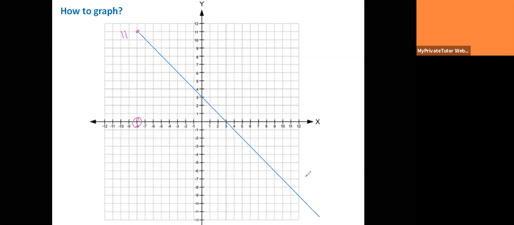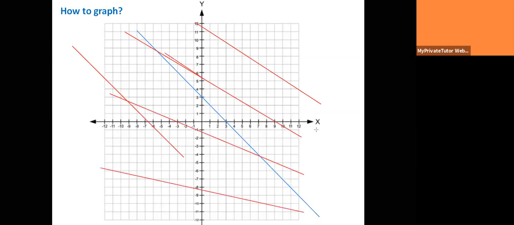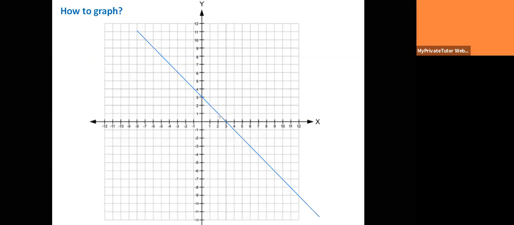Which means we'll get a negative slope. If it is a negative slope, we'll get the graph like this, like this. I'm just roughly drawing, guys. So all are negative slopes. If the graph is increasing, it looks like this. Because the graph is increasing, we get a positive slope. So now I think you understand this line has a negative slope.